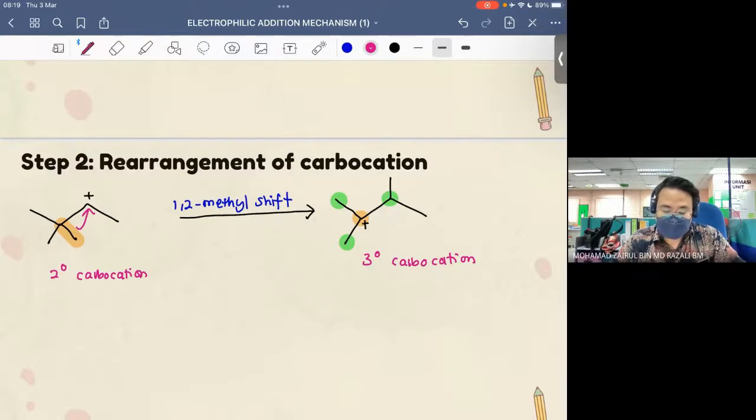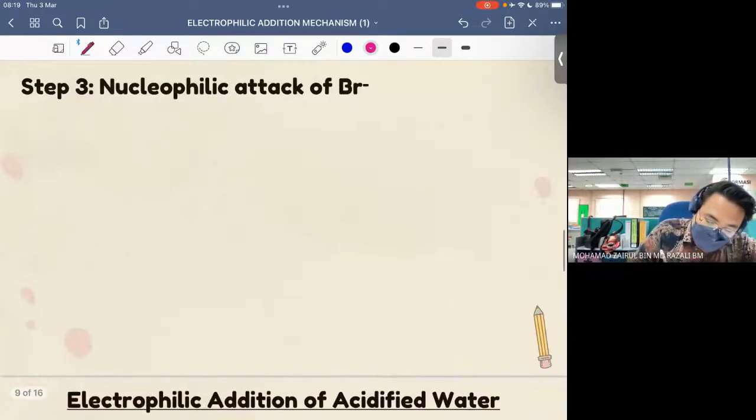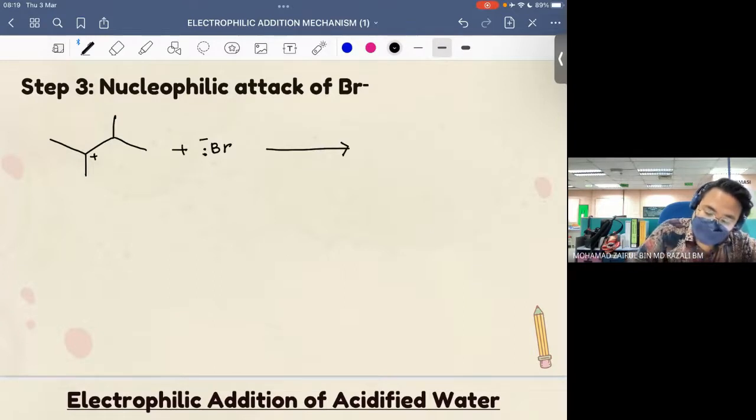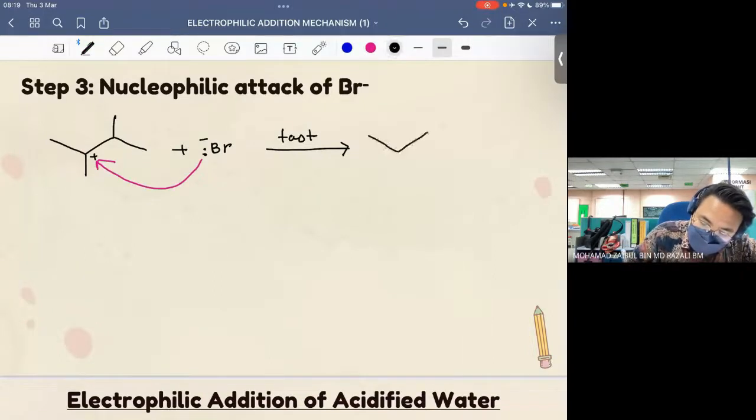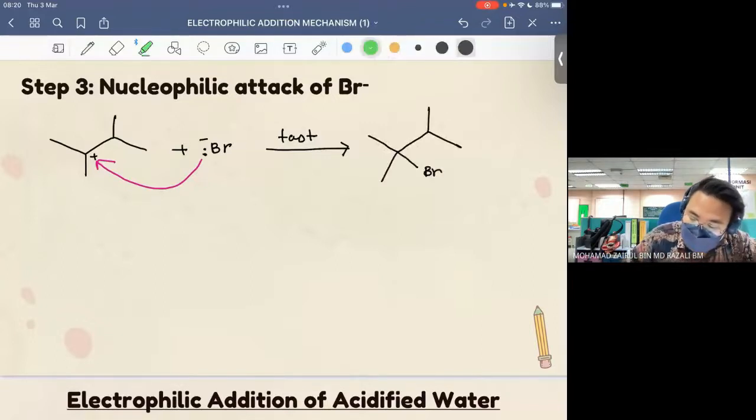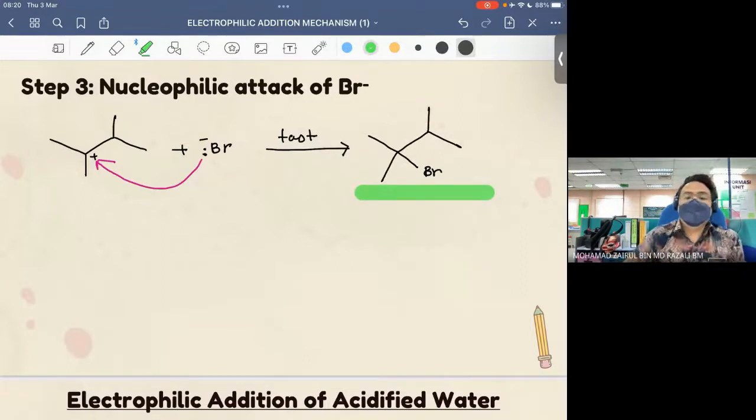Okay, the next step tu macam biasa, nucleophilic attack of bromine. So now, tambah bromine. Okay, ini bromine kita hasilkan tadi. Remember that the nucleophilic attack of bromine is so fast. Dia akan berlaku dengan cepat. So, sebab dia nucleophile, dia akan attack C plus ni. So, kalau awak tengok, dia attack C plus. Dah terhasil lah produk yang kita nak. Okay, this is the product that we want.